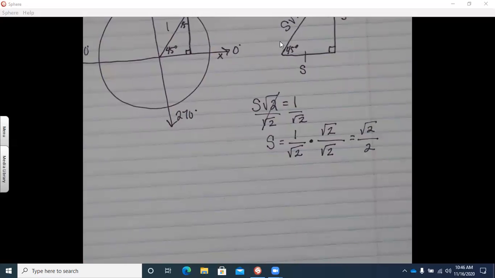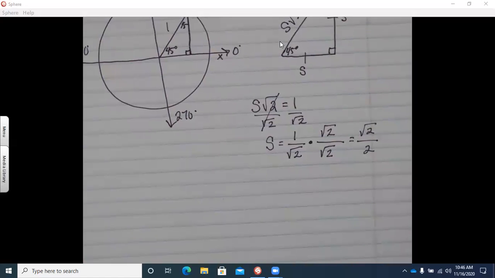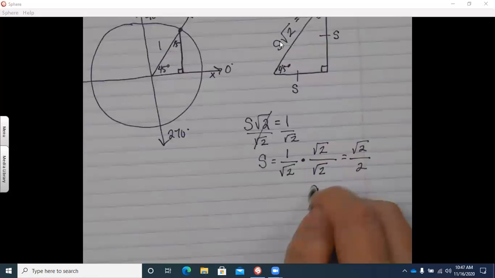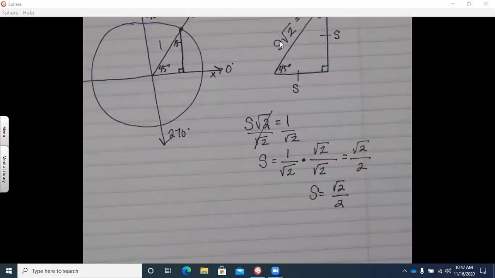Actually, it was a number equivalent to the number 1, so that we didn't change the meaning, we just changed the way it looked. It's like 1/2 being equivalent to 4/8. They mean the same thing, they just look different. Okay? Can I reduce the 2's? No, because the square root of 2 is not equivalent to the number 2. So I now know that S equals the square root of 2 divided by 2. So both of my sides are square root of 2 divided by 2.